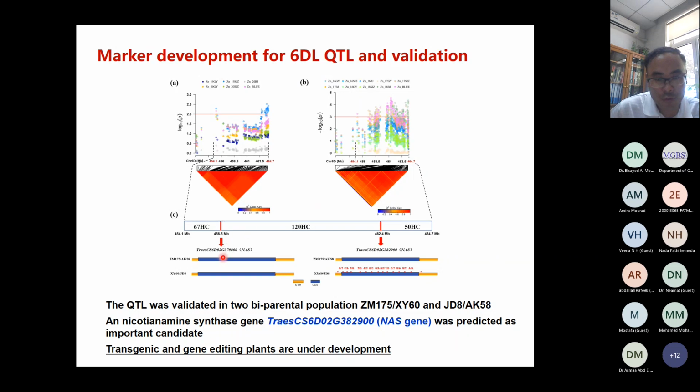We found 2 genes in this region, but one has no polymorphism, the other has a very abundant variation. It's the nicotianamine synthase gene, called the NAS gene. It was predicted to be the candidate. So now we are doing transgenic and gene editing to validate the effect of these genes. We hope next time we can report this result and find the candidate gene.